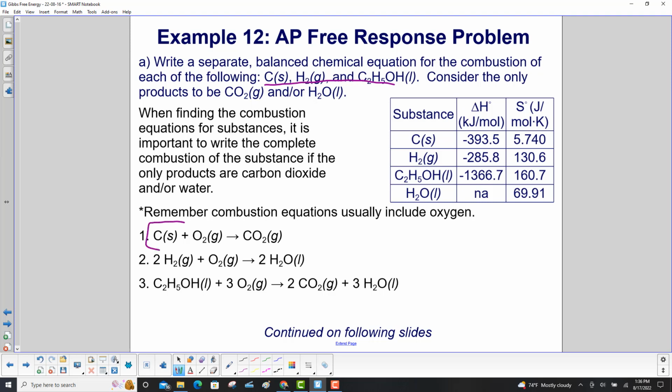So here's the first one, carbon plus oxygen, we get CO2, and then you make sure that the numbers of the elements on each side are the same. This is hydrogen plus oxygen, makes water. Here we have ethanol plus oxygen, gives carbon dioxide and water.